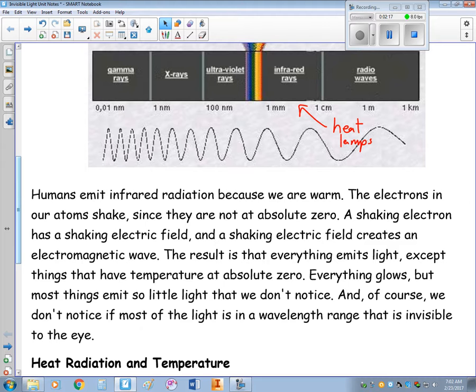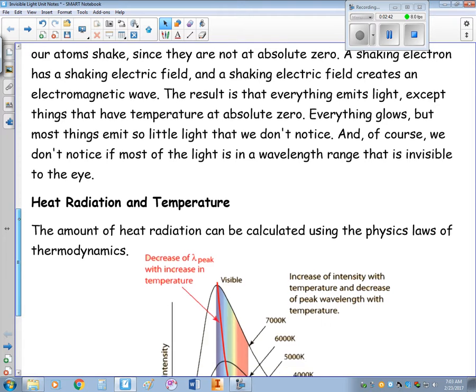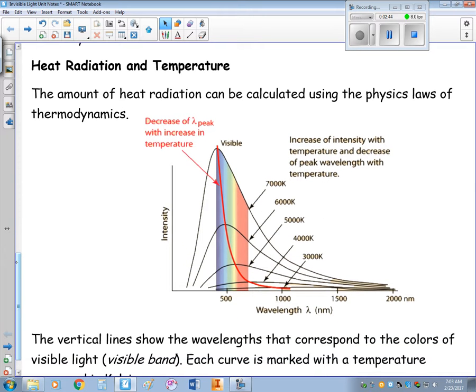The result is that everything emits light, except for things that have a temperature at absolute zero. So everything glows. However, most things emit so little light, we don't notice it. Of course, we don't notice it if most of the light is a wavelength that's invisible to our eye. So we can start talking about heat radiation and temperature. The amount of heat radiation, we can calculate using some laws of thermodynamics.